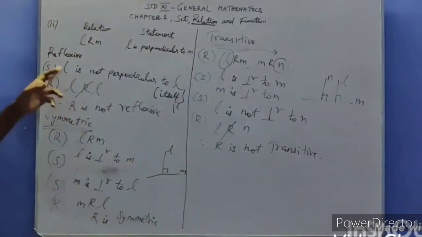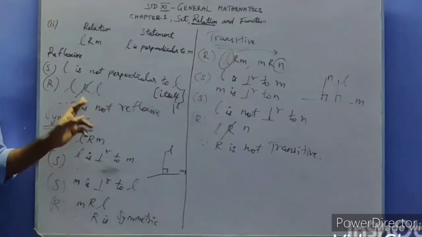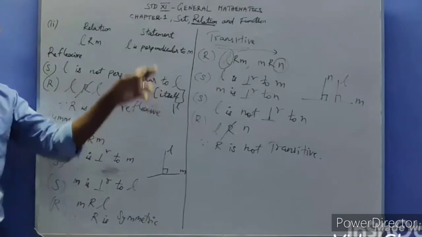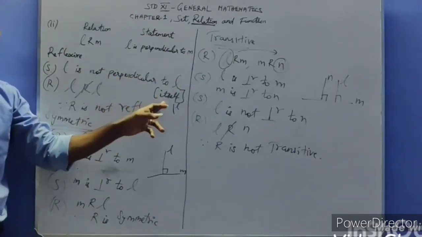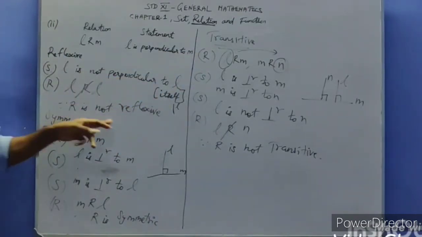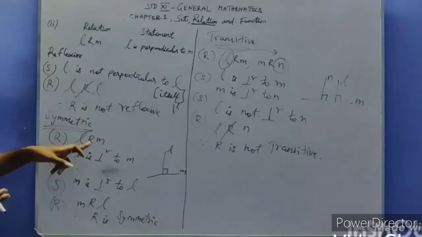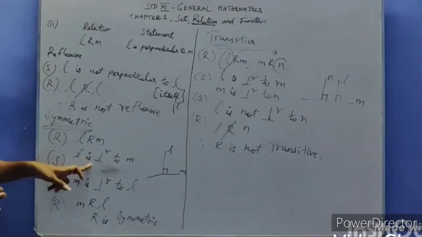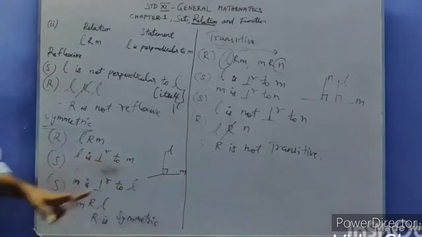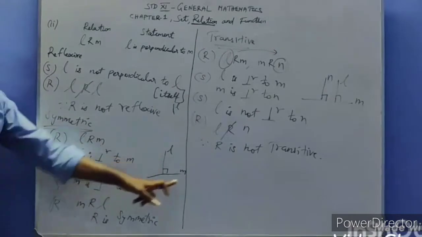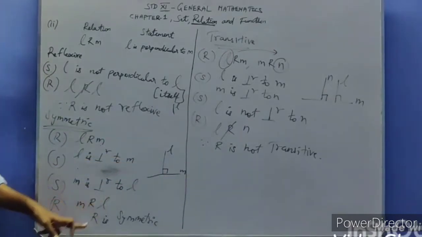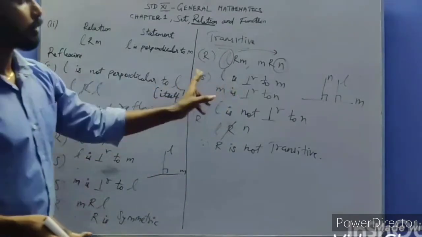Listen, first one: L is not perpendicular to L. L is not related to L because L is not perpendicular to itself. R is not reflexive. Symmetric means one relation, two statements, again one relation. L related to M: L is perpendicular to M, it is possible. M related to L is also possible. R is symmetric.